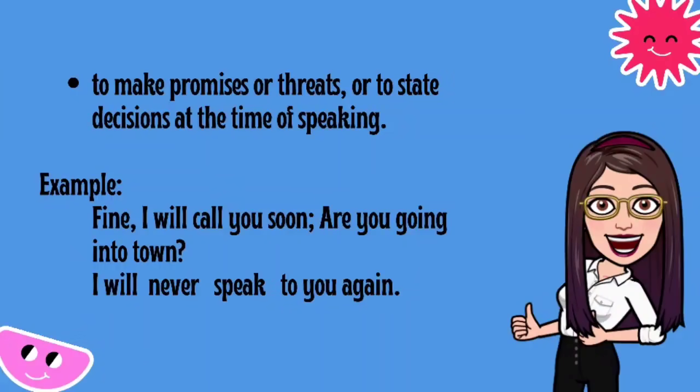Fourth is to make promises or threats or to state a decision at the time of speaking. Example, fine, I will call you soon. Are you going into town? Another one, I will never speak to you again. The sentences tell us that there is a decision involved and a threat at the time of speaking before the action will happen.